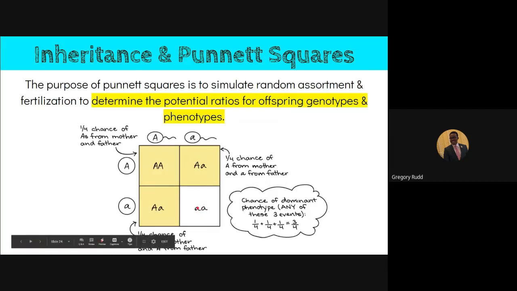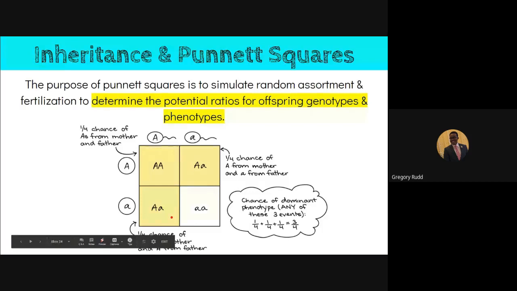And the only way that I get a child that has a recessive trait is if dad's recessive allele fertilizes mom's recessive allele, which gives me a homozygous recessive child. This is the only way that they can express a recessive trait.